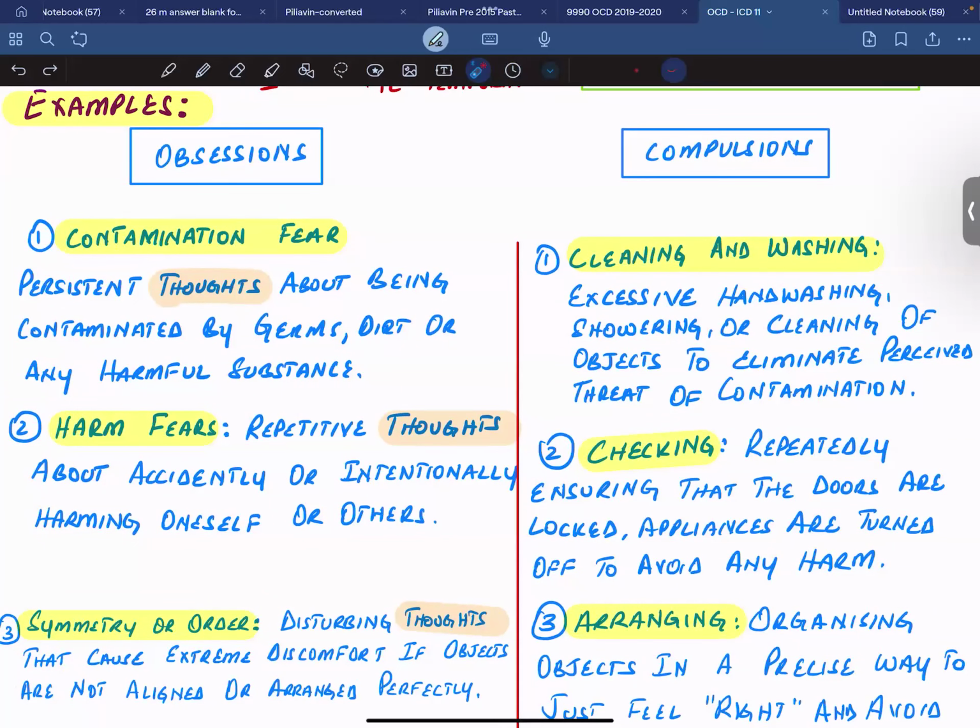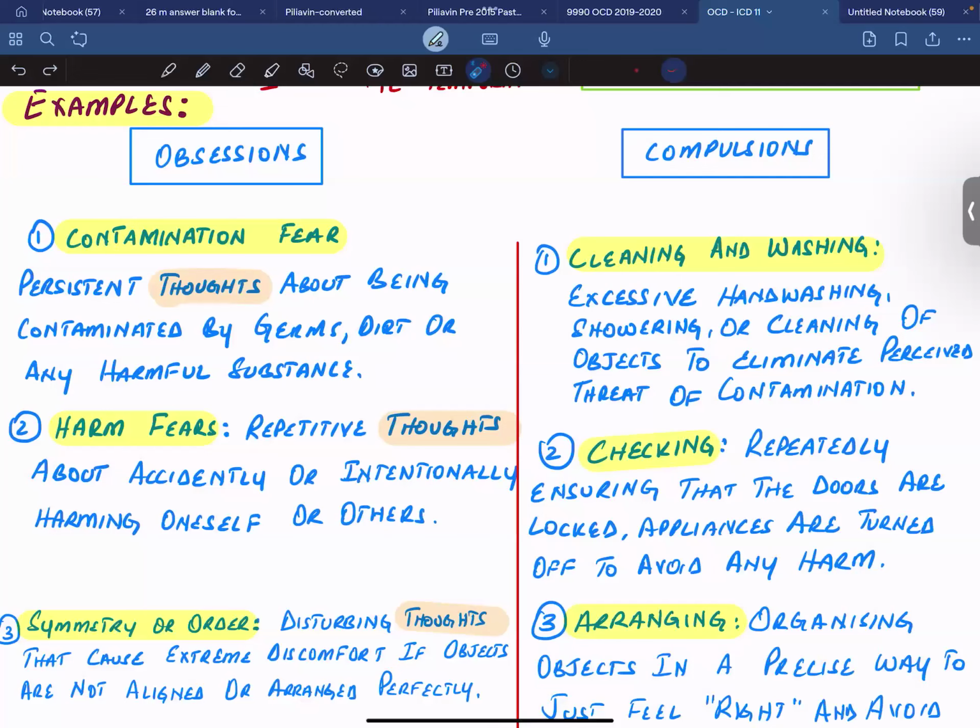Now, a couple of examples would help us understand obsessions and how obsessions are different from compulsions. An example of obsession is the example that I gave you a couple of minutes ago, germ contamination, an individual who fears being contaminated due to germs. As this reads, persistent thoughts about being contaminated by germs, dirt, or any harmful substance.